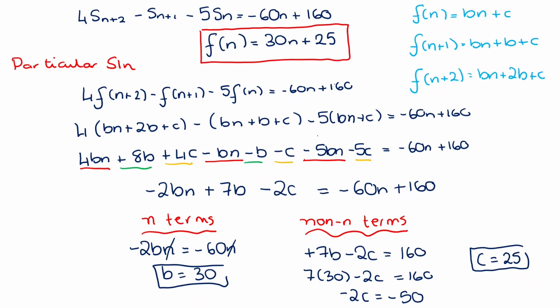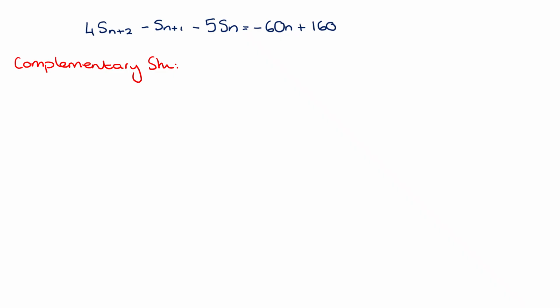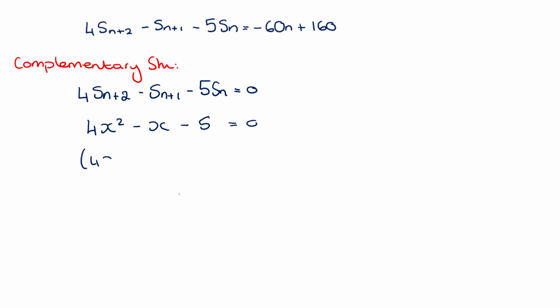So now let's think about our complementary solution. So we're dealing with this left-hand side, S n plus 1 minus 5 S n equals 0. So we're treating it as a homogeneous difference equation. And we get 4x squared minus x minus 5 equals 0.